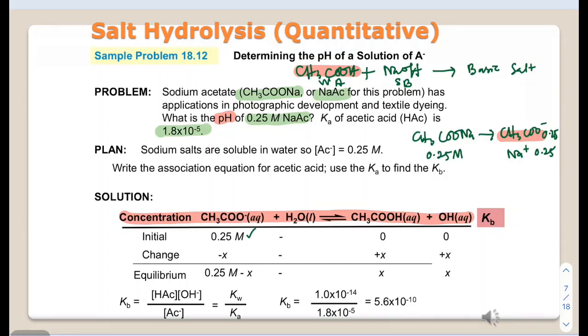0.25, H2O is omitted, 0 for acetic acid and 0 for hydroxide ion. The changes are minus x, plus x, plus x, and at equilibrium, 0.25 minus x, x and x.